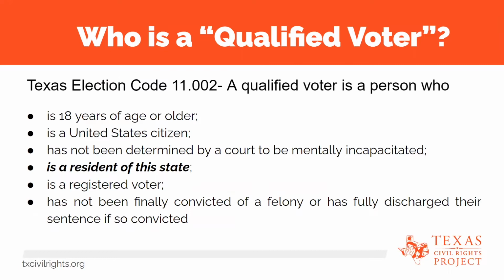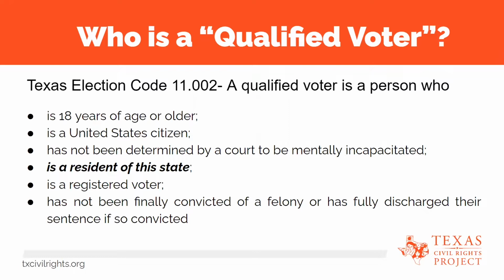All right, so before we talk about any of the residency requirements, voter ID issues, or polling location issues, I wanted to take a second to remind everybody who is a qualified voter in Texas, or who's eligible to vote. So the Texas Election Code defines a qualified voter as a person who is 18 years of age or older. They are a US citizen. They haven't been determined by a court to be mentally incapacitated. They're a resident of the state.